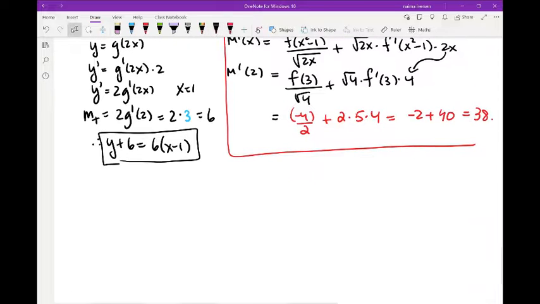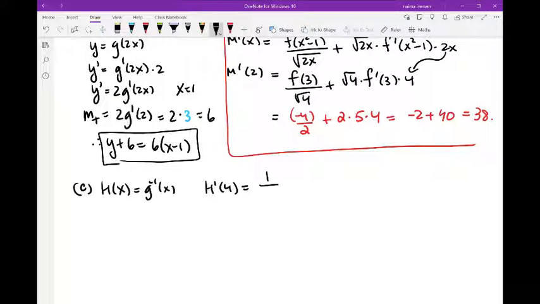Okay, now we're on to 3, or part C. Part C and part D are both inverse questions. So it says some function h of x is equal to g inverse of x. We don't know anything about h of x, but we do know we're trying to find h prime of 4. So h prime of 4 will be 1 over g prime of a, where a comma 4 is on g of x. We're looking for some place where my g function has a y value of 4.